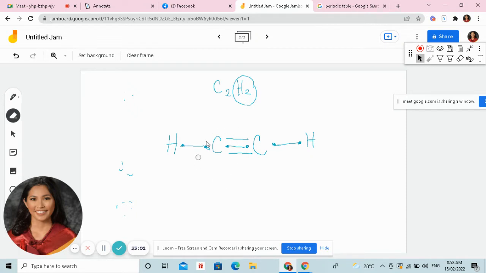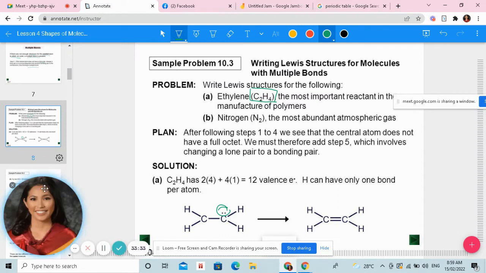Okay, let's check if all the atoms have achieved the octet rule. We have the carbon, has it achieved it, yes or no? Carbon 1 and carbon 2. Did they follow the octet rule? Yes or no? Yes, ma'am. Okay. All right, so we have that one.